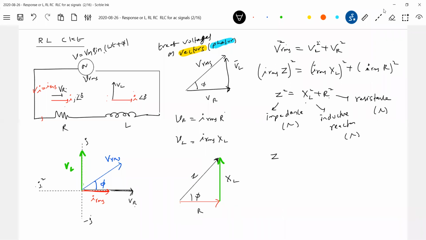Plus J means a phase angle of 90. If a voltage is having a magnitude 10 volt, and I write J near it, or 10J, what does it mean? Magnitude 10 and having a phase angle of 90 degrees. If I write minus 10J, it has a magnitude 10 and a phase angle of minus 90 degrees.